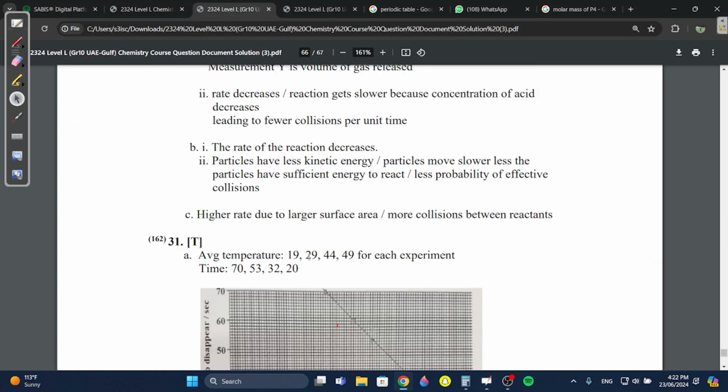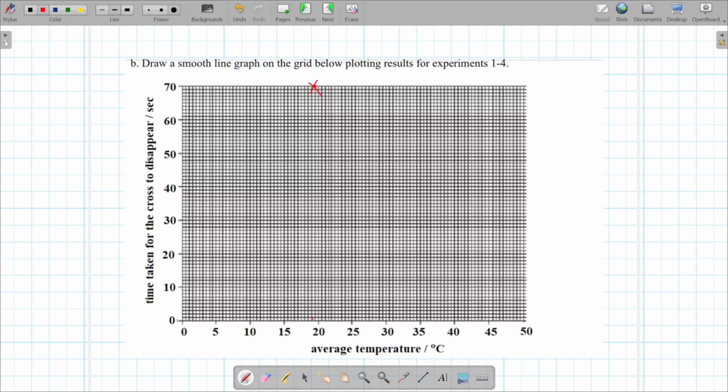Then what do you want? 29, 53. If we go to 29, okay, 29, 53 over here. Is this 10 spaces? It's 2, 4, 6, 8. Yeah, so here 53 will be 1, 2, 3. Should be over here.